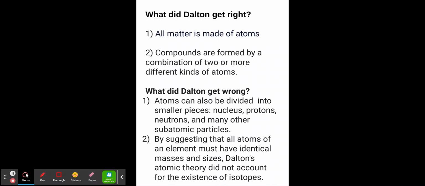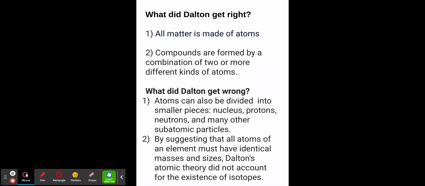Secondly, he was wrong that he suggested that all atoms of an element must have identical masses and size. He did not account for the fact that isotopes exist. And you will learn, if you haven't already, isotopes are variations of the same atom. For example, let's talk about oxygen. Oxygen, in its main form, has a mass of 18, which means it has 9 protons and 9 electrons, and it likes to balance like that.